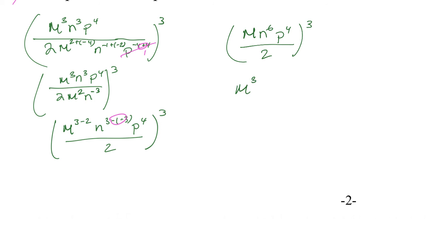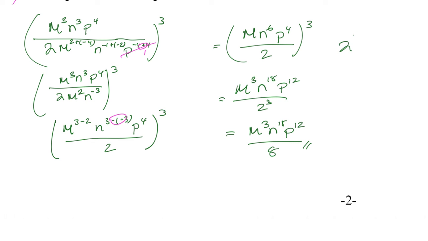So m cubed, 6 times 3 is 18, 4 times 3 is 12, and then 2 cubed. So my result here is m cubed, n to the 18, p12 divided by 2 cubed, which is the same as 8. Remember that 2 cubed is the same as 2 times 2 times 2. And that's it for this lesson.